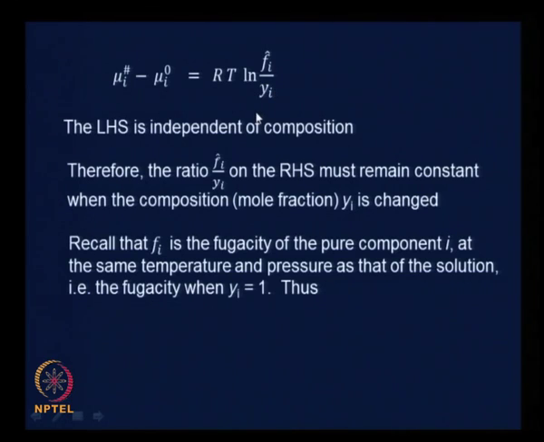Therefore, the only way by which the right hand side will be independent of composition is if the ratio f_i hat / y_i remains a constant when y_i is changed, and we had used that argument to get to this expression: f_i hat / y_i must be equal to f_i / 1. f_i hat is the fugacity of the component in the solution, and f_i is the fugacity of the pure component when y_i equals 1, and therefore in such a case f_i hat can be written as y_i times f_i, which became powerful because we could get an estimate of f_i hat, not so easy to determine quantity, as a function of y_i and the fugacity of the pure component.